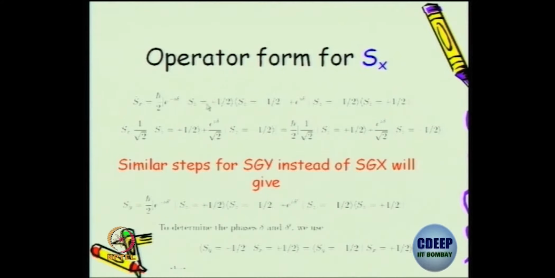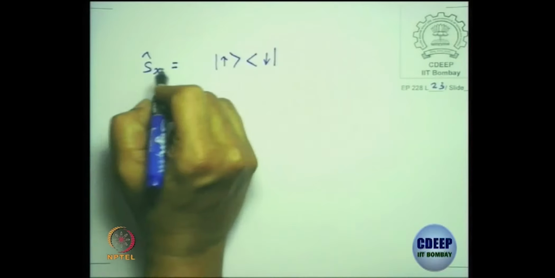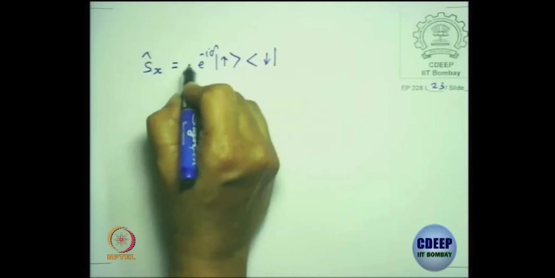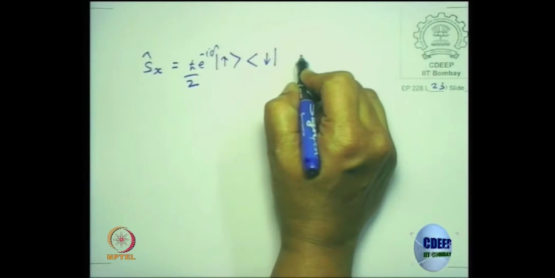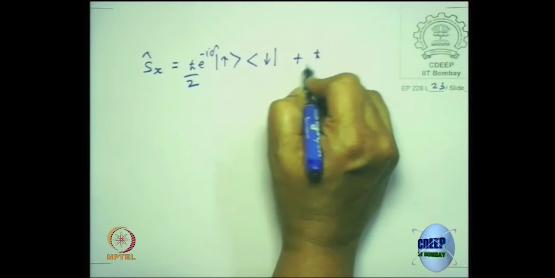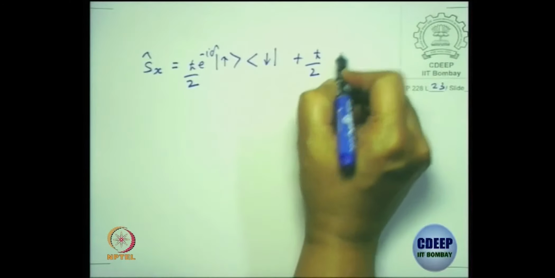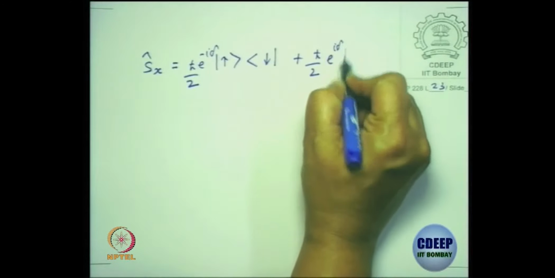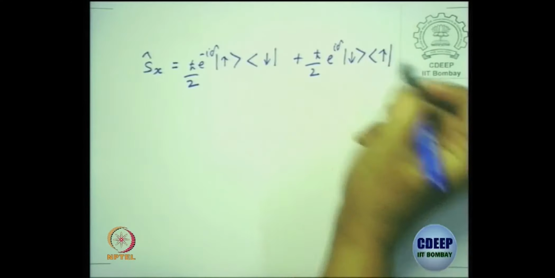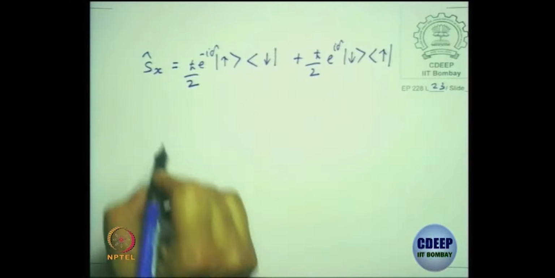Okay, so this is an outer product of the up, down, and similarly down, up. How will you write the matrix for this? Sx is up, down with e to the power of minus i delta, h cross by 2, and then you have a plus h cross by 2 e to the power of plus i delta, down, up. So what will this be in matrix form?